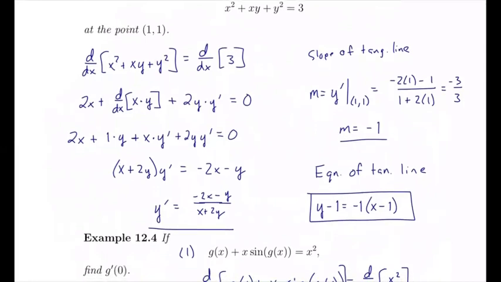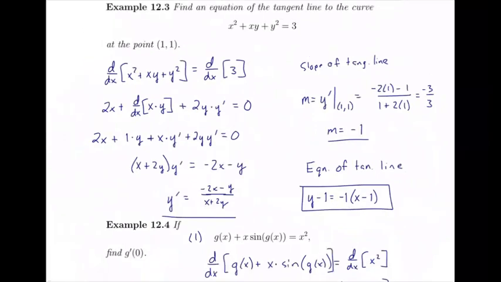So let's be careful with this middle term, right? This requires a product rule. So the derivative of the first function is 1 with respect to x times y. So there's that, plus the first function times the derivative of the second. The first function is x times the derivative of y. Well, that's just y prime.